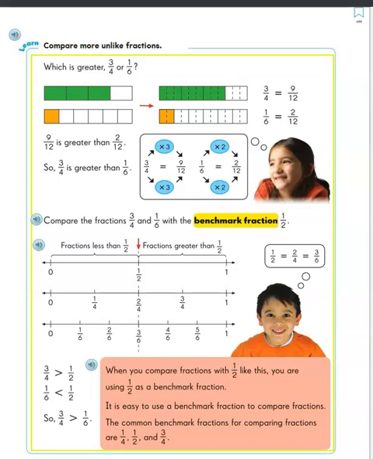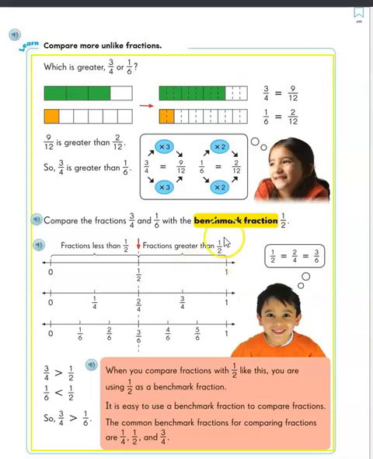Okay, let's look at the bottom of our page. I see some number lines down there. And I also see a word that's highlighted in yellow that's letting us know that that is one of our vocabulary words, and it's kind of an important word for us to know. So the word that's highlighted says benchmark fraction. Okay, so a benchmark fraction, all that means is that it's a pretty common fraction that we can use to help us compare other fractions.